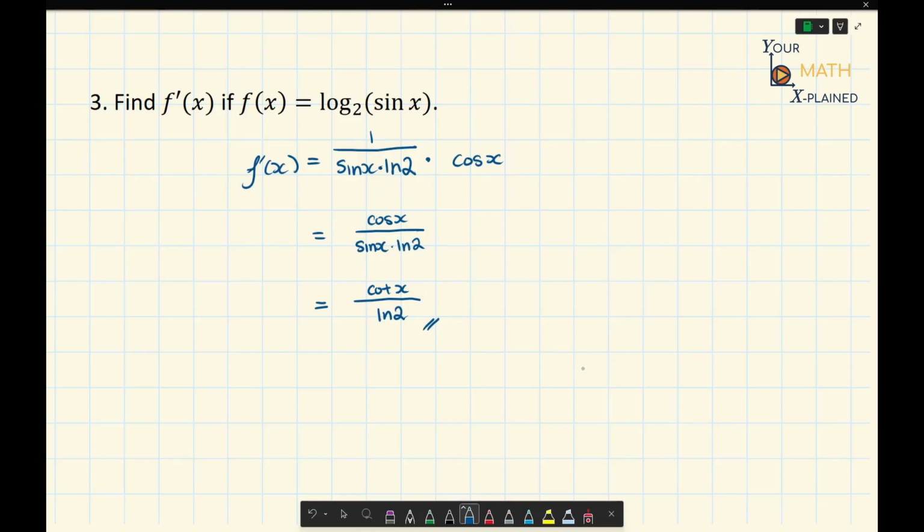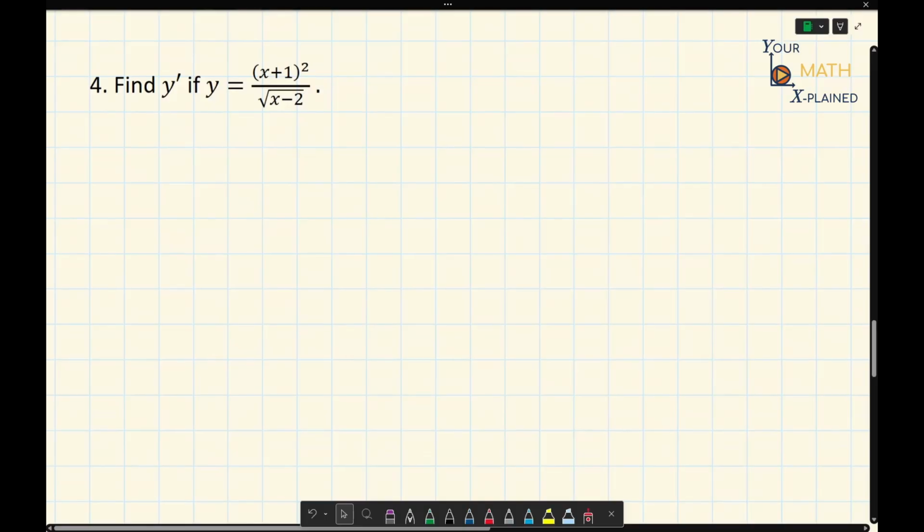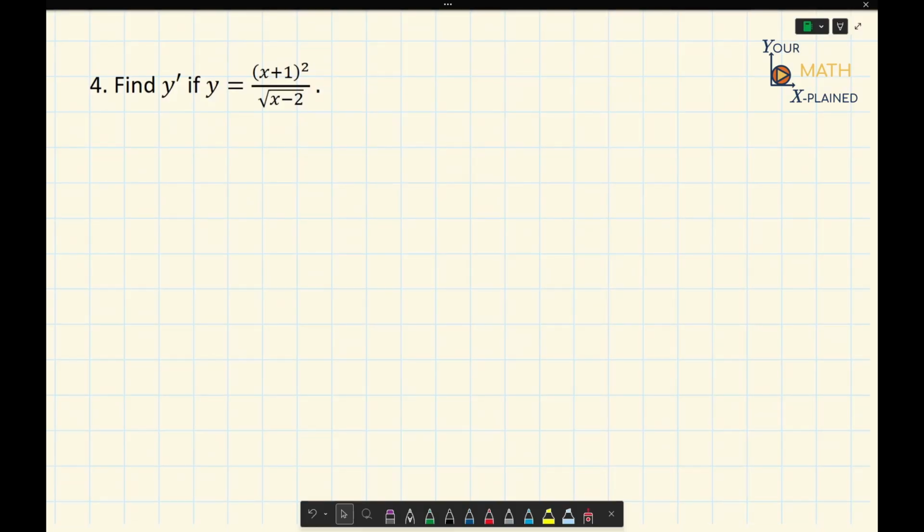It's just another rule that we can use in conjunction with all the other rules that we've done so far in this chapter. Now let's take a look at what is this new strategy that I just hinted at. So here we want to find y prime if y is equal to, and that looks like a pretty monstrous expression. So you might be thinking, well, I don't see any logs here. Why is this quotient rule and chain rule mess even here?